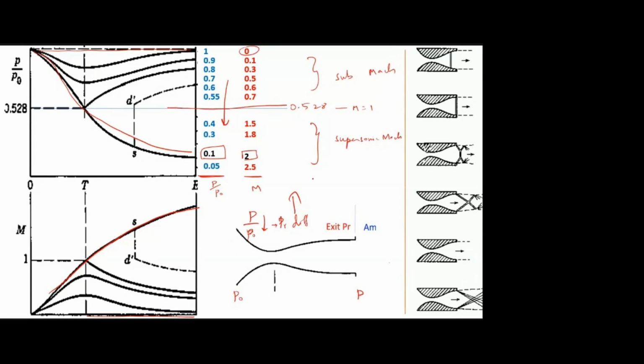Okay, so I keep on decreasing the pressure ratio. That means I keep on increasing the pressure difference. Next I'm going for 0.9. So 0.9 means it is more than 0.528, and I will get some subsonic Mach number. Assume that the corresponding Mach number is 0.1.